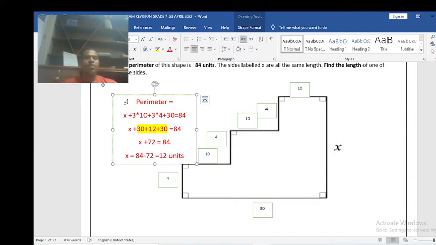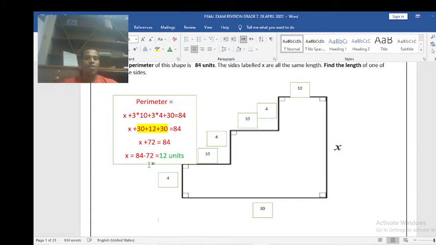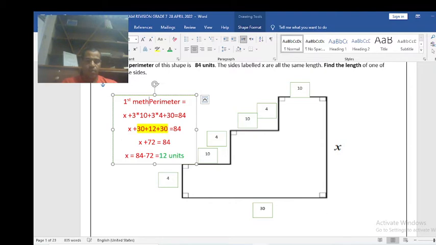This is the first method. So X is 12 units. Clear, my learners? The second method, learners. This is the first method, and now we move to the second method.